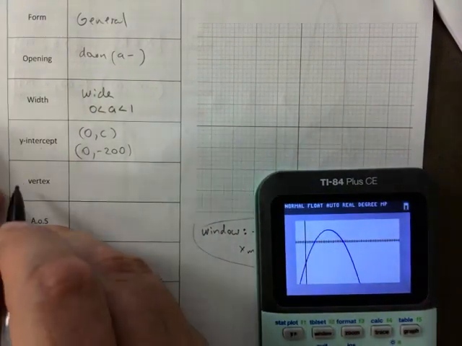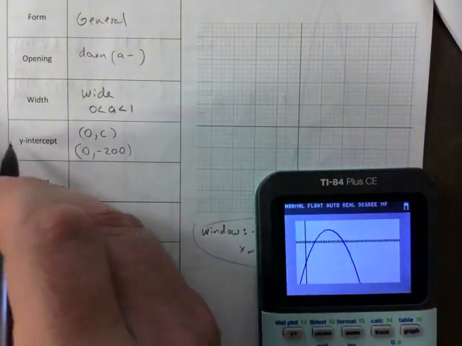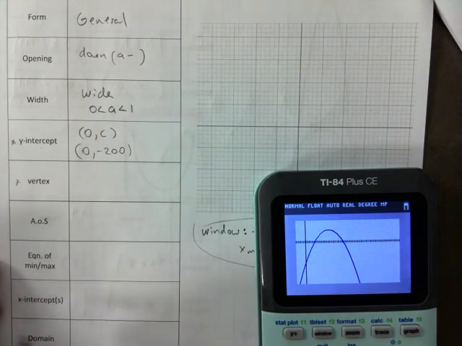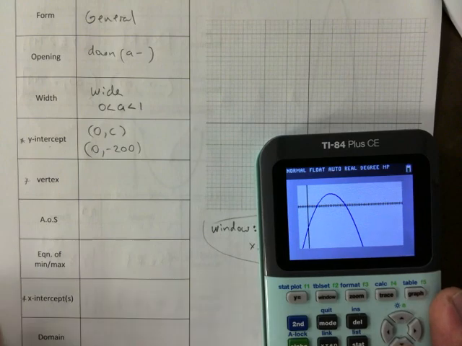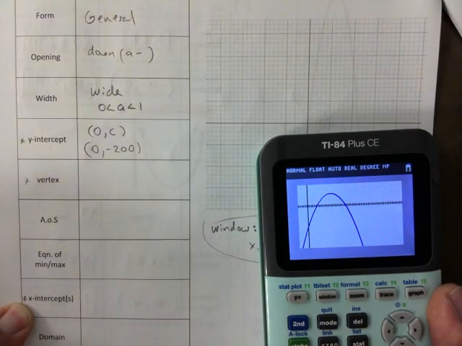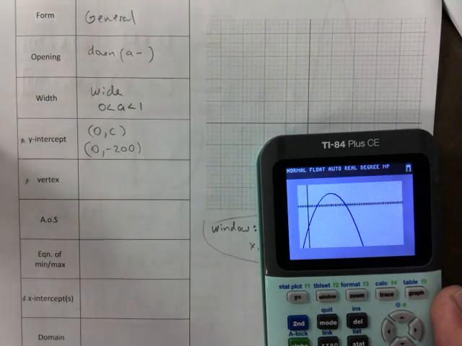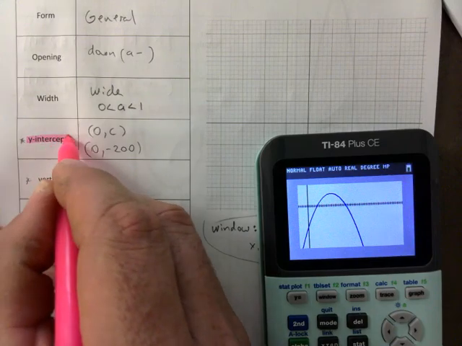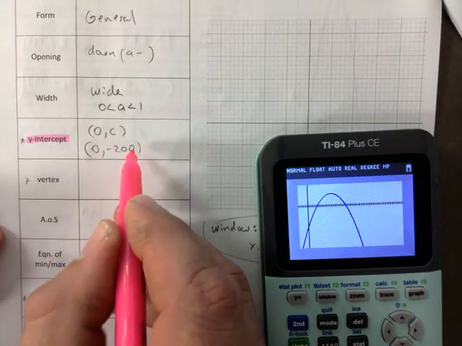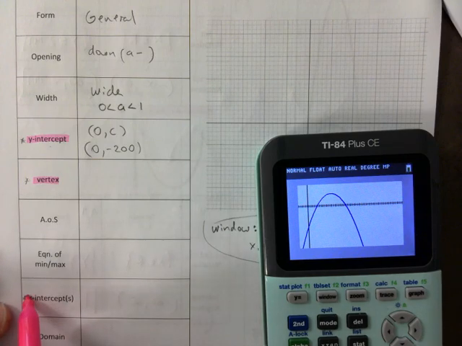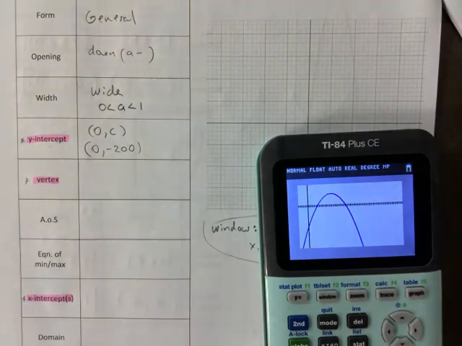The key points would be the vertex. So the y-intercept, the vertex, and the x-intercepts. Okay, those you must use your calculator for. So the y-intercept, x-intercept, and the vertex, these three things. So I'm going to highlight them. Like, do we need a calculator for this one? No, we already know what it is. Vertex, do we know what it is? No, and there's no way of doing that. And the x-intercepts, we're going to use our calculators for.